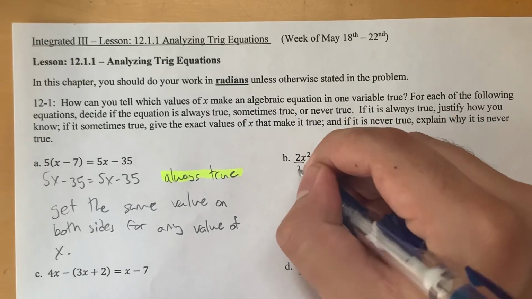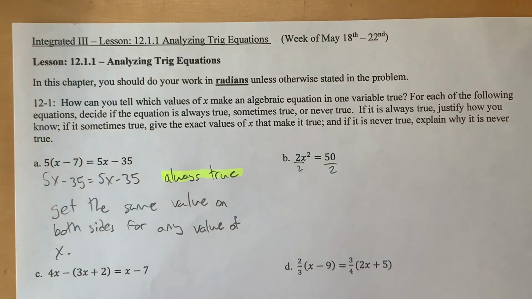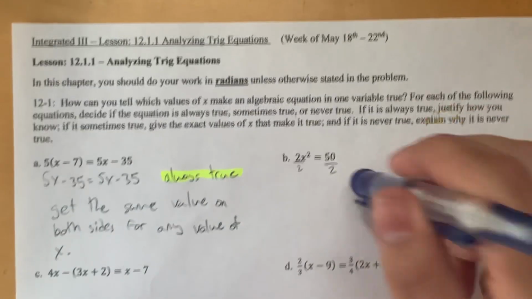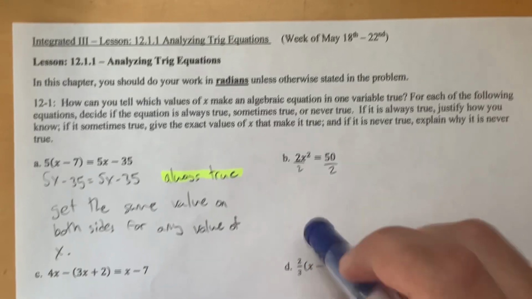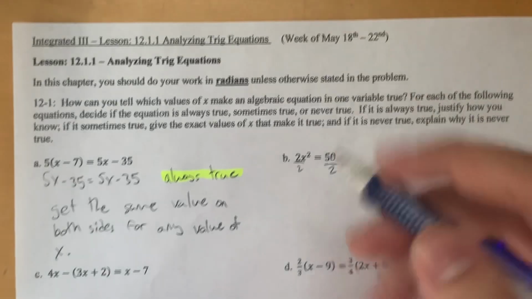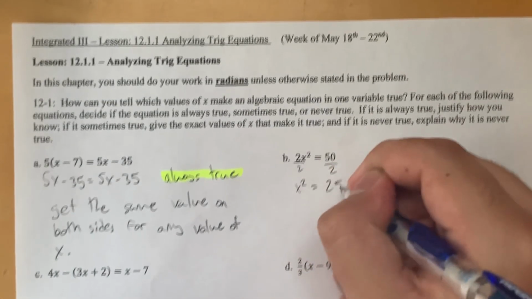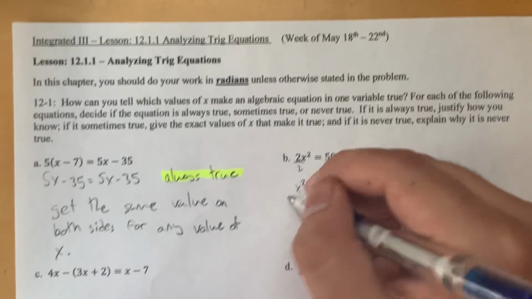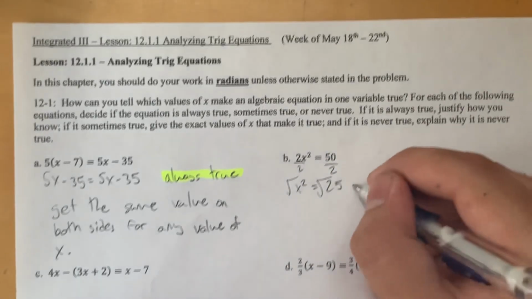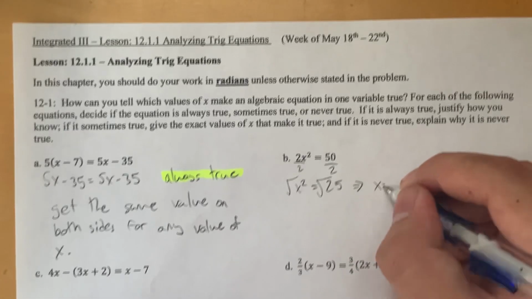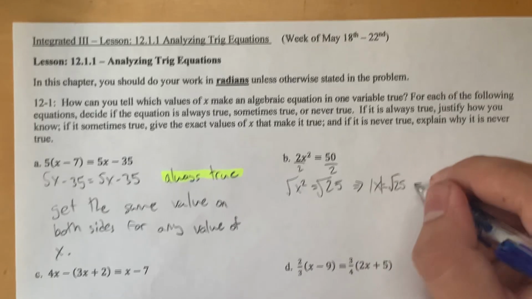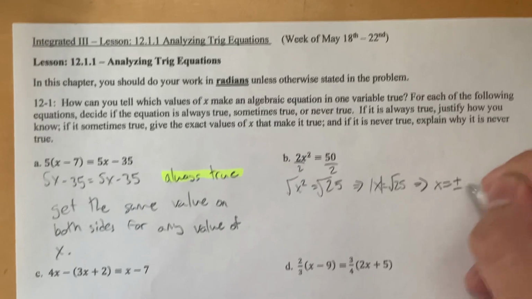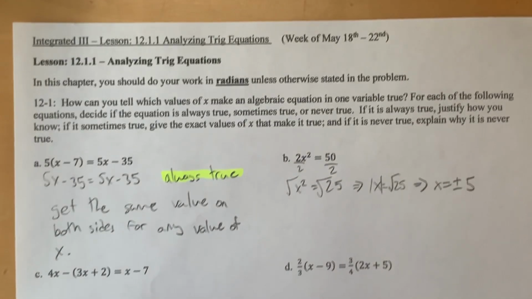That was doable. For this one, I started off by dividing both sides by 2 and isolating x. For most of these problems, I will isolate x. So I divided by 2, I get x squared equals 25, right? I can square root both sides, and I will get the absolute value of x equals the square root of 25, which can also be x equals plus or minus 5, right? So, because I only have 2 answers, it's sometimes true.